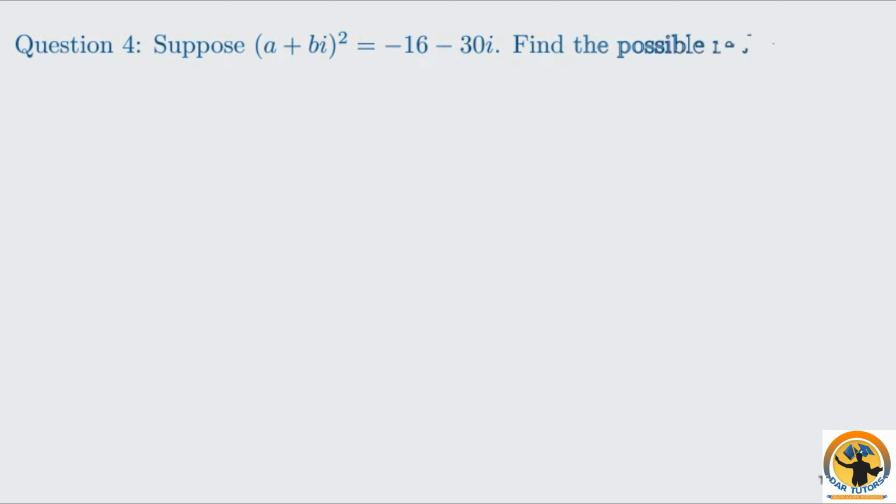Our fourth question combines several concepts. Give it a shot. The problem states that a plus bi squared equals negative 16 minus 30i and asks us to find the possible real values of a and b. This problem uses the equality of complex numbers. First, we'll expand the left side.